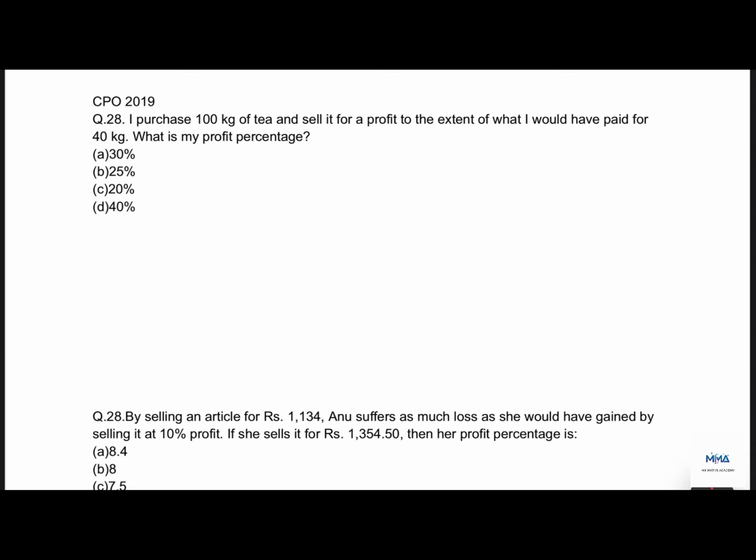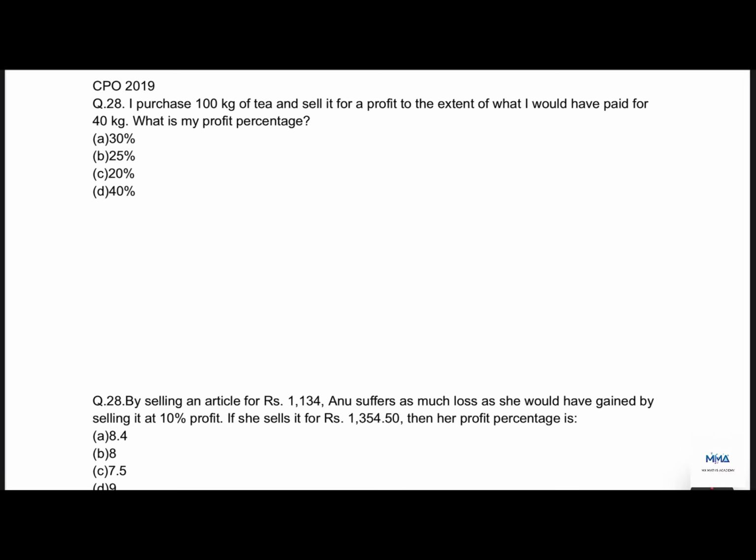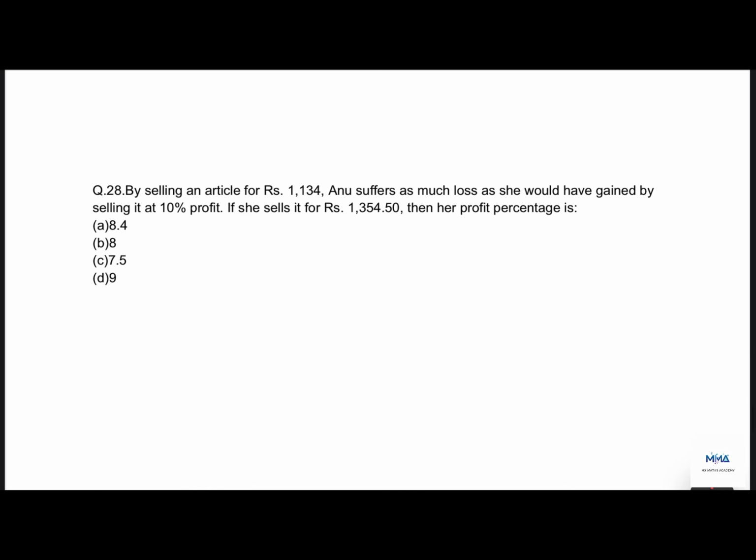I purchase 100 kg of tea and sell it for a profit to the extent of what I would have paid for 40 kg. What is my profit percent? So here on 100 kg of tea, I have gained 40 kg worth of money, like I've profited. So 40 out of 100 is simply 40%.